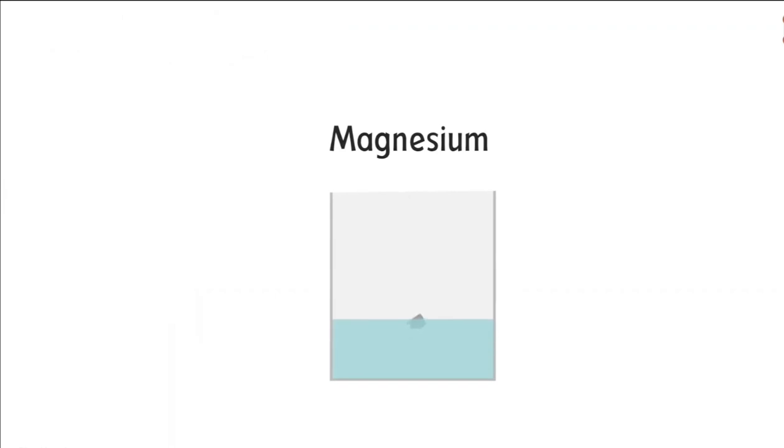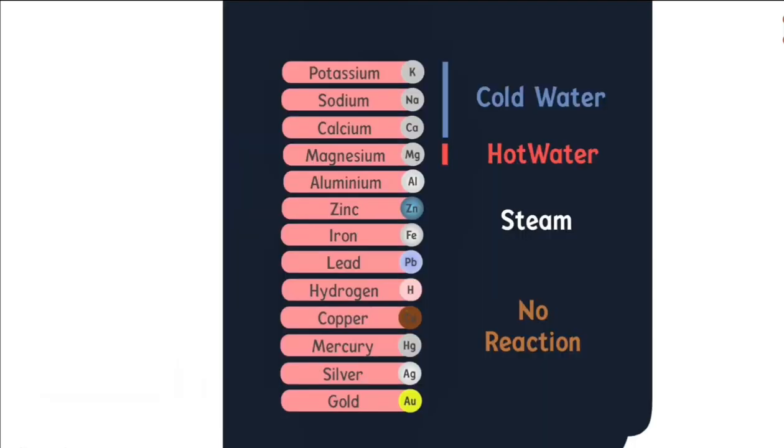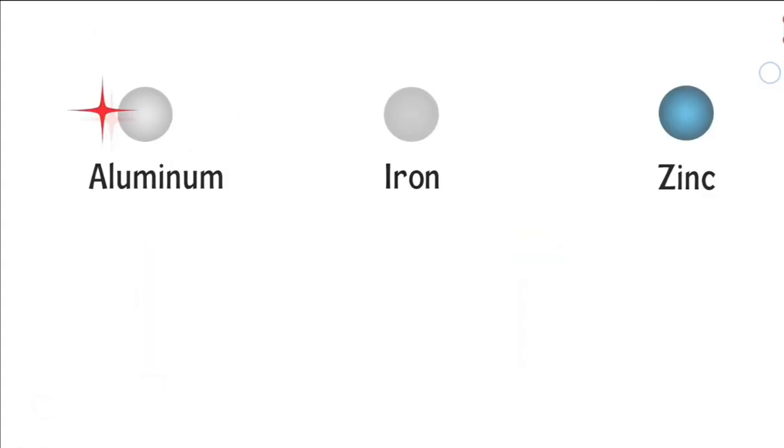But magnesium does not react with the cold water. Magnesium reacts with the warm water, and the hydrogen gas bubbles also stick to the metal surface, and the metal floats in the warm water. So potassium, sodium and calcium react with the cold water, but magnesium reacts with the hot or warm water. Now we will discuss the case of aluminium, zinc, gold, silver and copper.